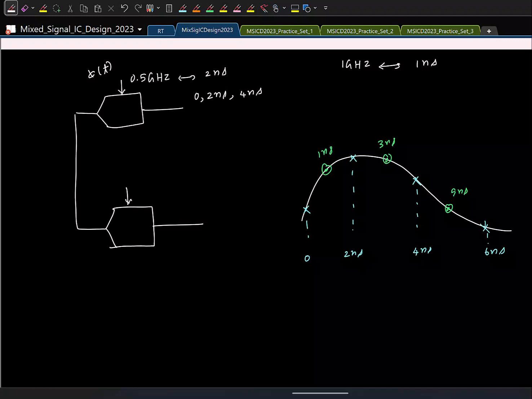Phi of t minus 1 nanosecond. Remember, if you give phi bar of t, it will just flip. You just want this to be delayed. Basically, if you delay this clock by 1 nanosecond, it will take samples at 1, 3, 5 nanoseconds, and so on.